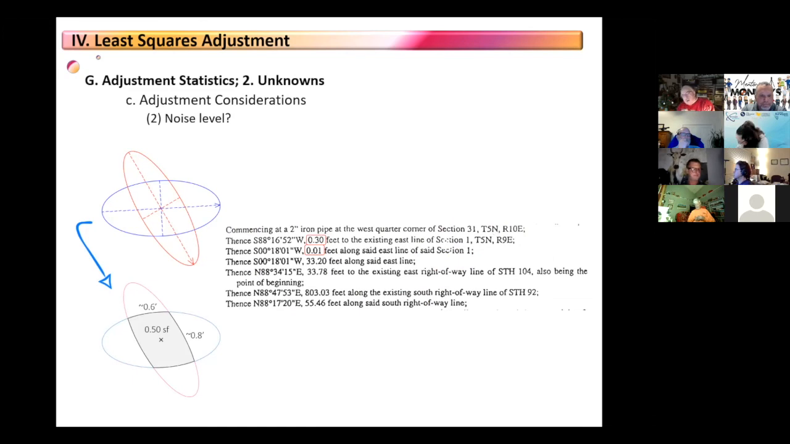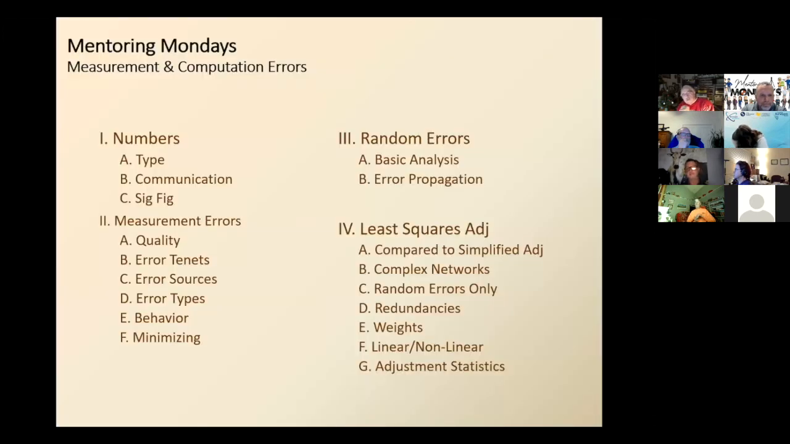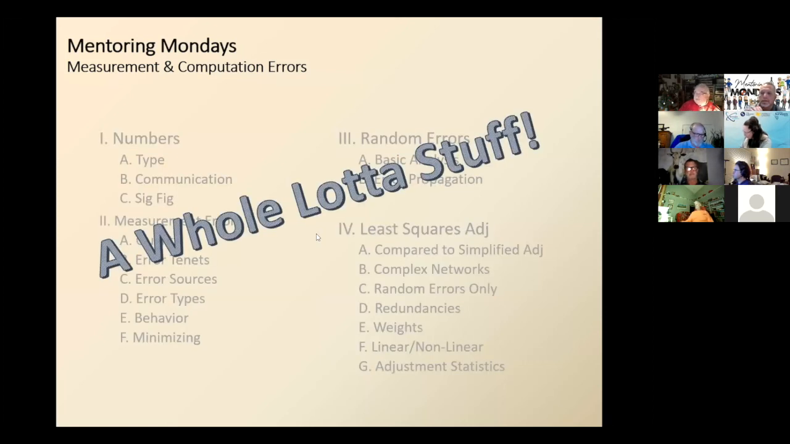Okay. All right. So that is a quick trip through measurement and computation errors, starting with numbers as communication and working our way through where errors come from, how they behave, how they propagate, and a very, very cursory introduction to least squares adjustment. And I'll admit right off the top, that's a whole lot of stuff, right? Least squares alone is a semester-long 3-credit course to be able to get a hold of all that, in addition to some of the advanced topics that are involved.